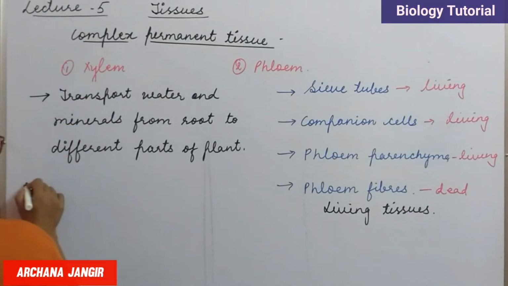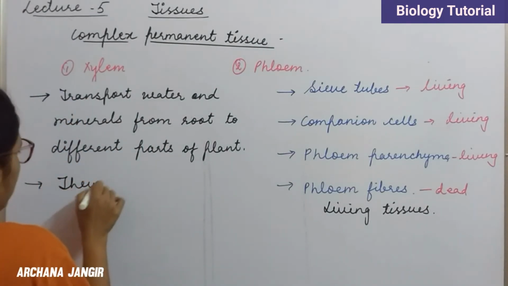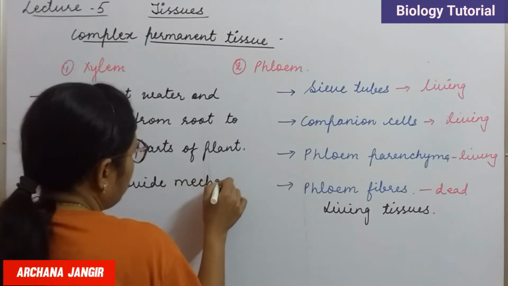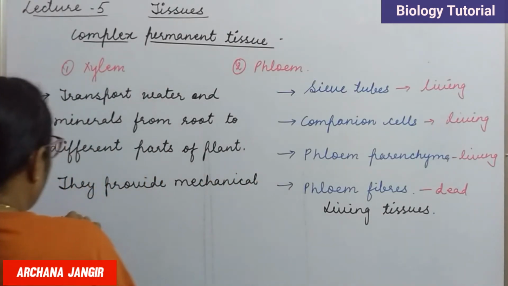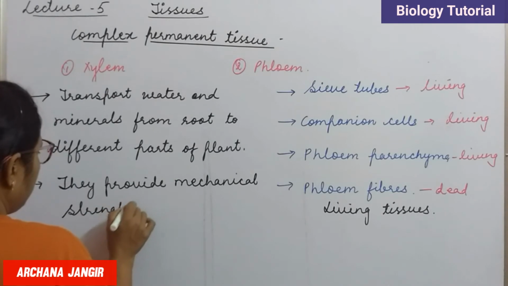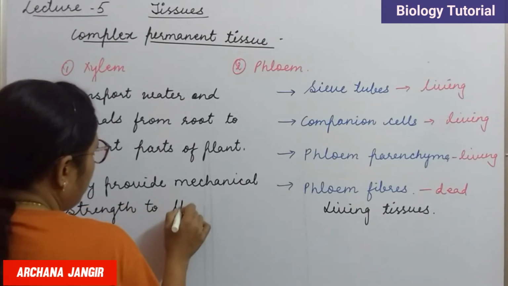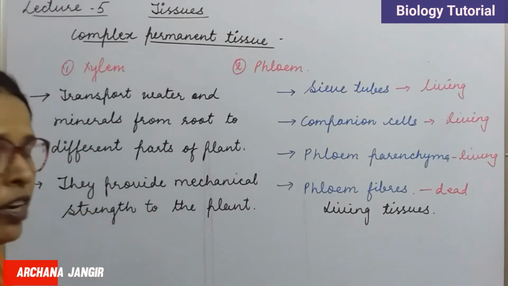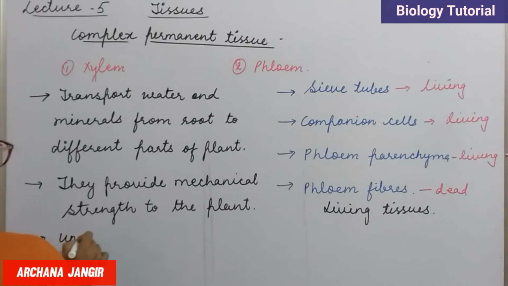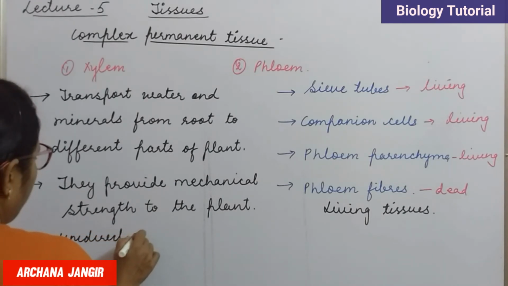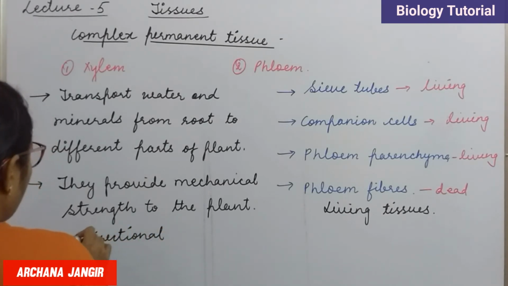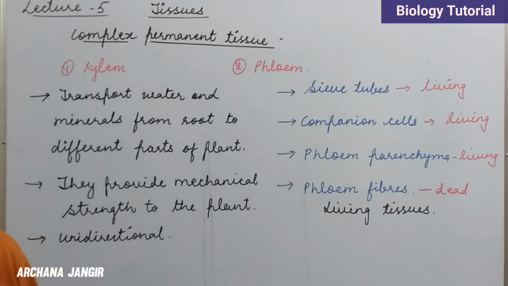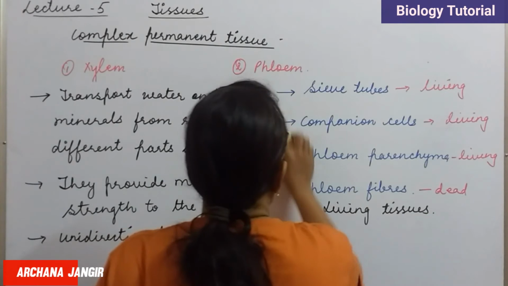One more function they provide is mechanical strength to the plant. So this is also an important function of xylem tissues. The activity of xylem is always unidirectional. Okay? It means the water and minerals can be transported from root to different parts of the plant, but not from different parts to root of the plant. So their activity is always unidirectional.